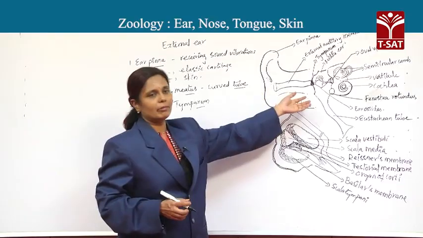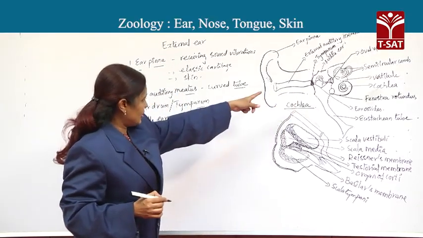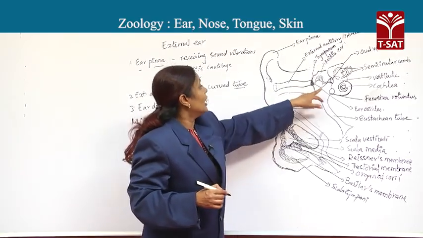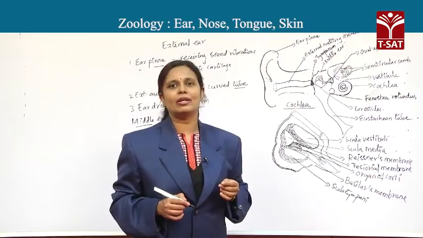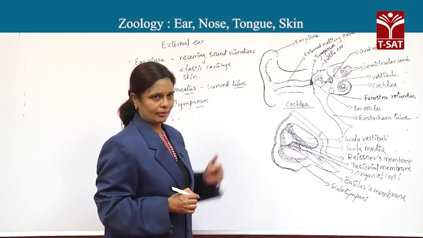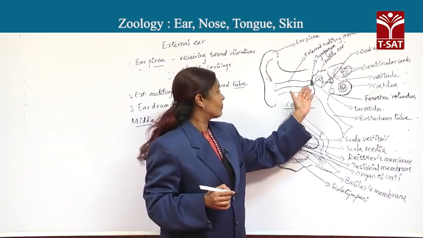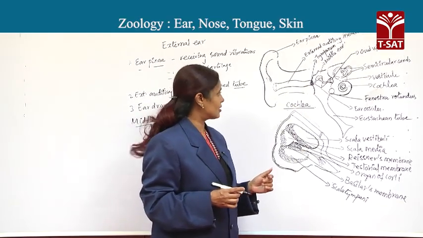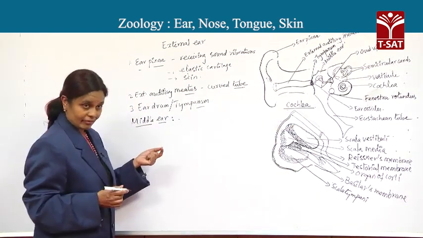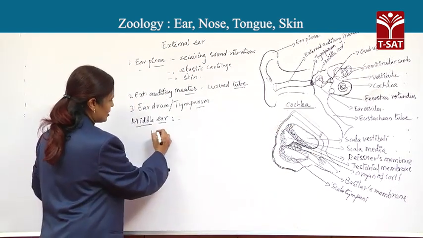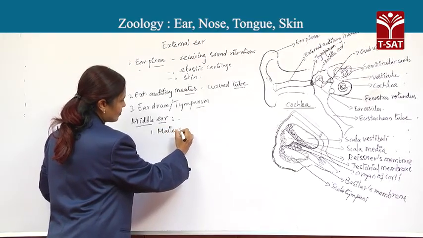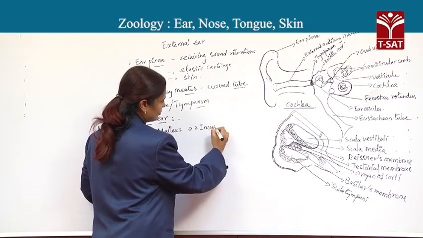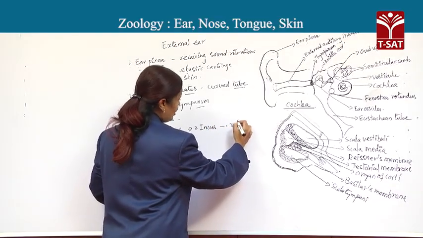Next, it is about the middle ear. The middle ear is a small air-filled cavity, we discussed it already, and it is lodged inside one temporal bone of the skull. Now, in this middle ear cavity, we find a chain of three ear ossicles. So, what are those three ear ossicles? We learned the names already. Number one, malleus, number two, incus, and number three, stapes.